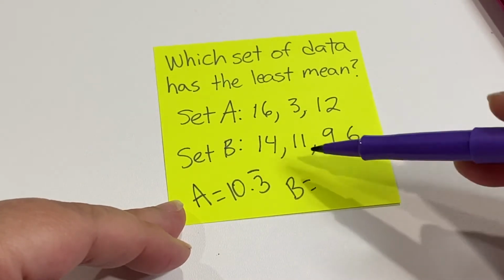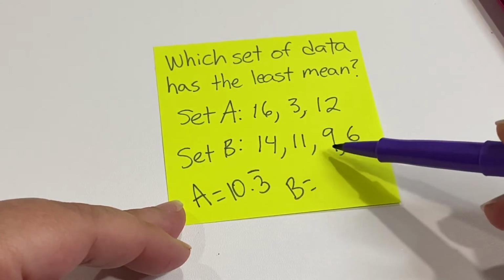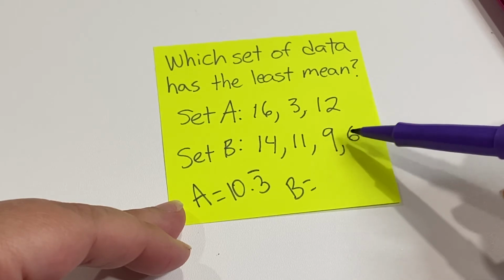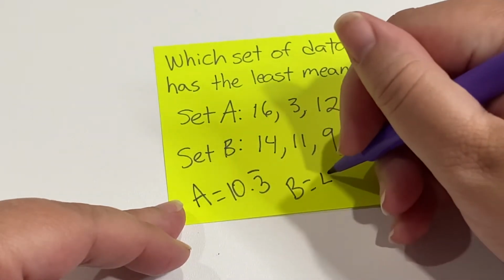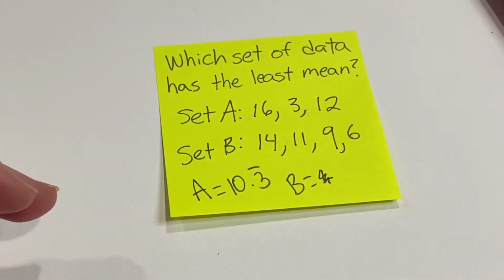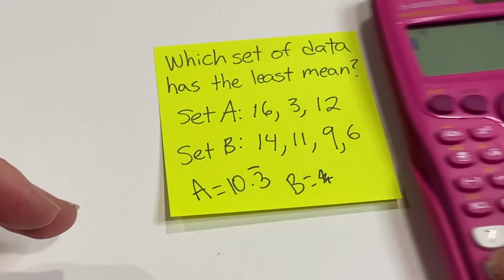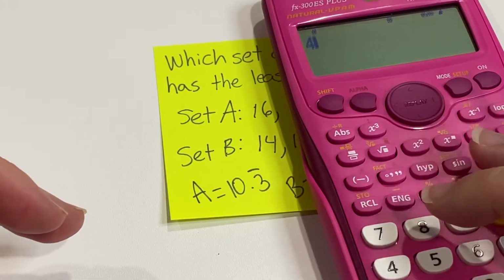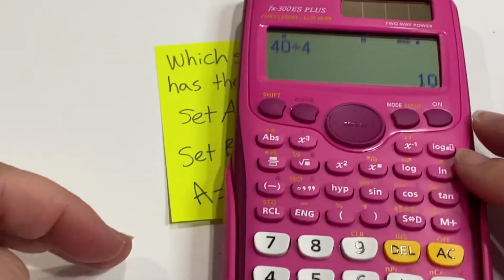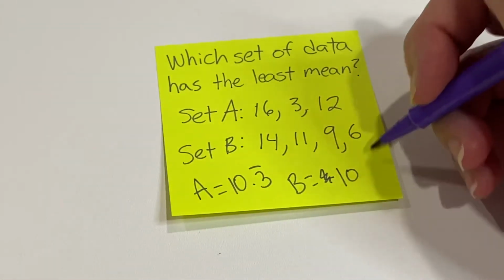14 plus 11, that's 25. 25 plus 9 is 34. 34 plus 6 is 40. Oops, that's not it. We're not done yet. 1, 2, 3, 4. And so we're going to divide 40 by 4, which we don't actually even need our calculator for that. 40 divided by 4 equals 10. So our mean for set B is 10.